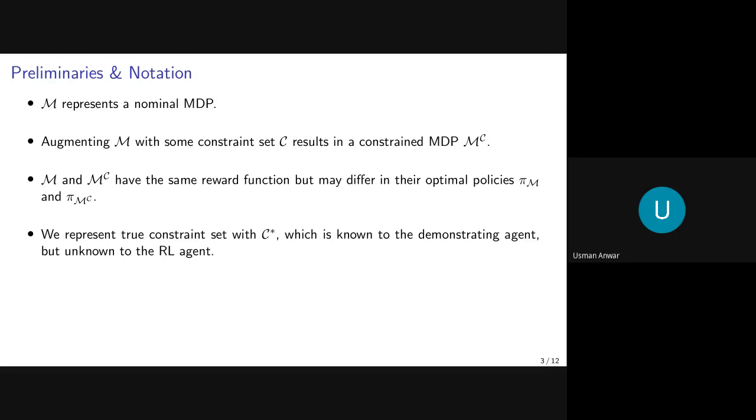For the presentation, we use calligraphic M, pronounced as simply M, to represent a typical MDP, as encountered in RL literature. Augmenting this MDP with some constraint set C gives us a constrained MDP. M and M^C have the same reward function generally, but they still may differ in their optimal policies. We represent the target constraint set with C star, which is known to the demonstration agent but unknown to the RL agent.